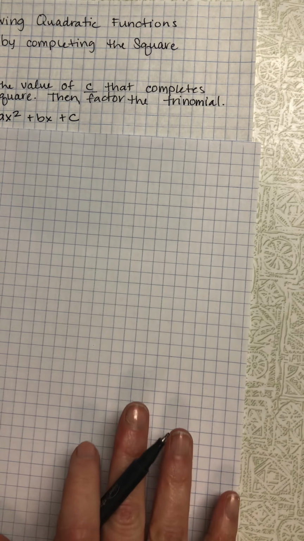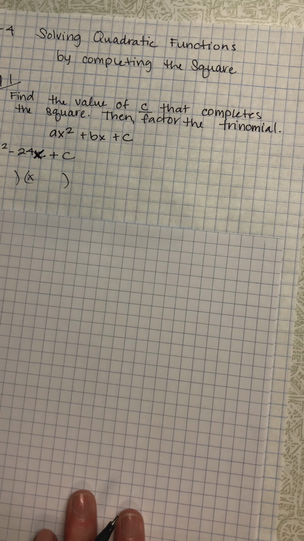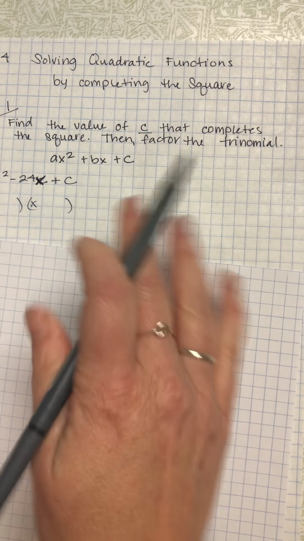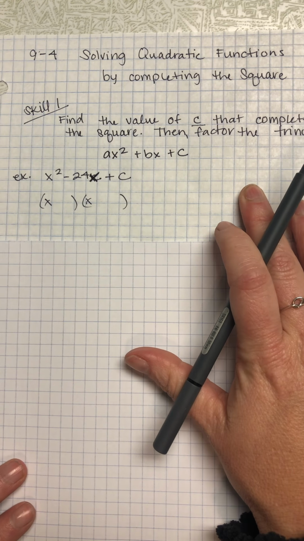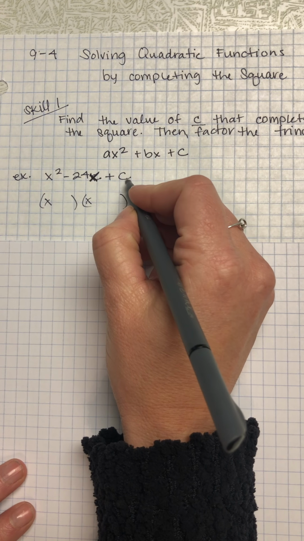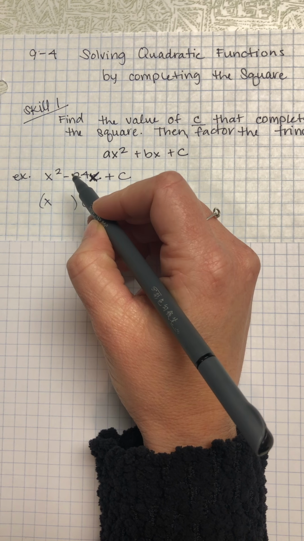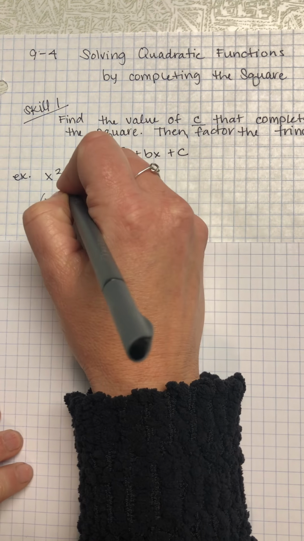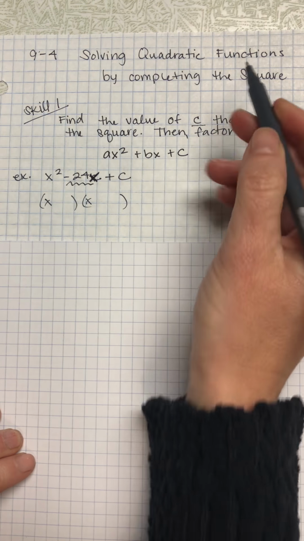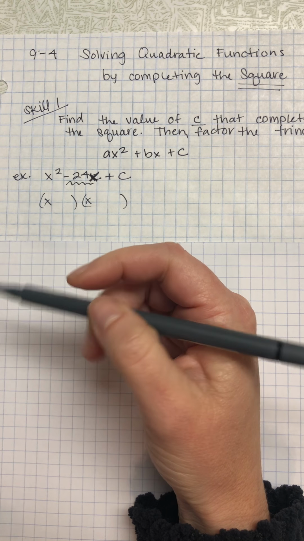Okay, so for our first example, we have x squared minus 24x plus c. We're trying to find the c, and we're going to use the middle as a clue, okay? Because it's a square, right? Because it's a square, just like the warm-ups that we did. Those were all squares, okay?